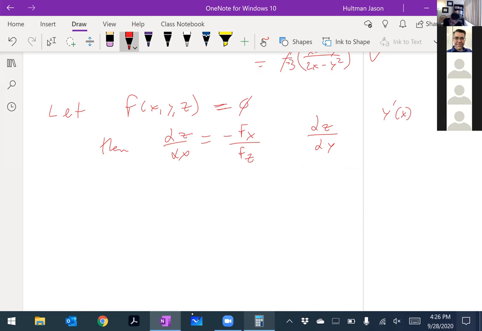Because again, if you think of this in 3 dimensions, 3 dimensions is this thing, which is z, and we're saying let z equal 0. And we're saying what is y prime of x? Well, what was that equal to? That was equal to negative f sub x over f sub y.